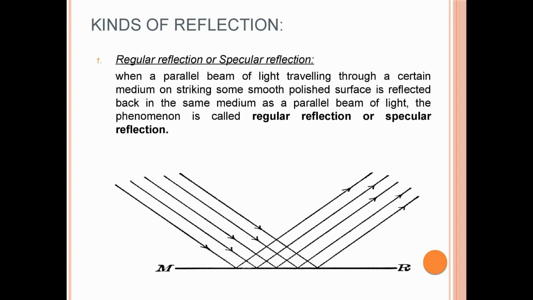As you already know, light can be represented as a ray. So regular means the parallel beam of light when it falls on a smooth polished surface, then on reflection the parallel beam remains the same as it is.